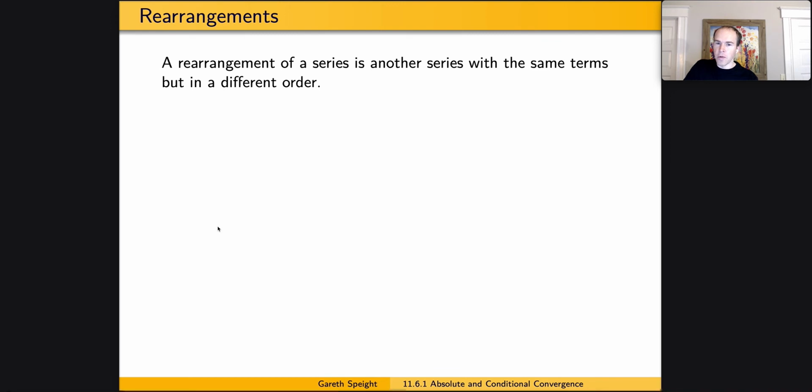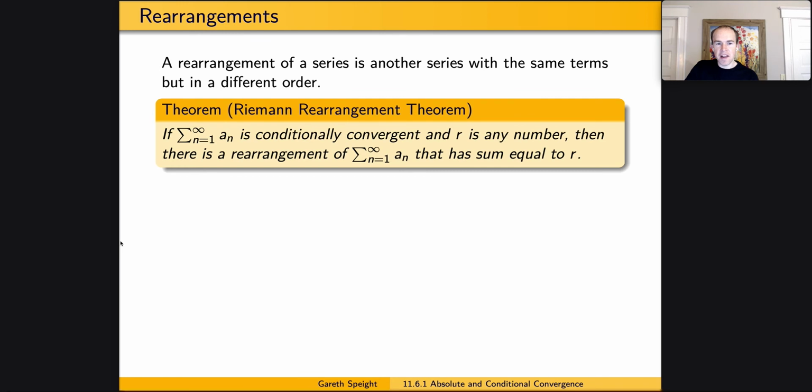Rather than the usual way, one positive term followed by one negative term, we could do two positive terms followed by the next negative term, and two positive terms followed by the next negative term. We would still be adding all the same terms, but in a different order. This is what is meant by a rearrangement. And there is this brain-bending fact called the Riemann rearrangement theorem, which says that if a series is conditionally convergent, then there's a rearrangement that will make it converge to any number you like. If you pick a number R, you can find a way to add the terms in a different order so that the sum is equal to R.